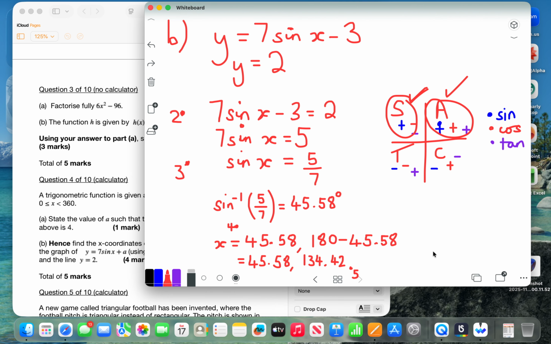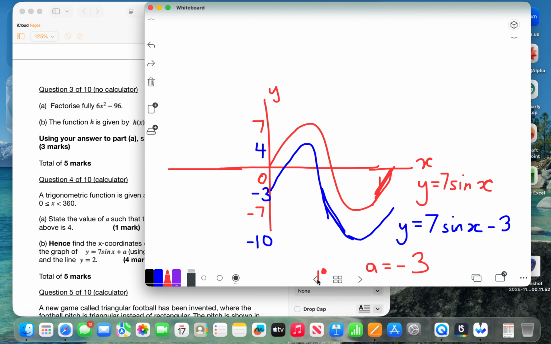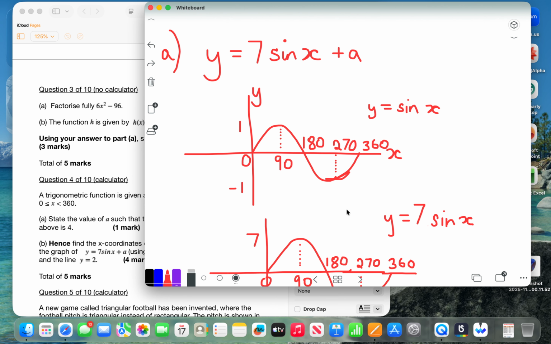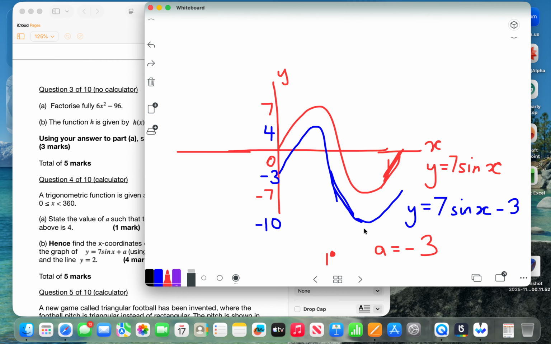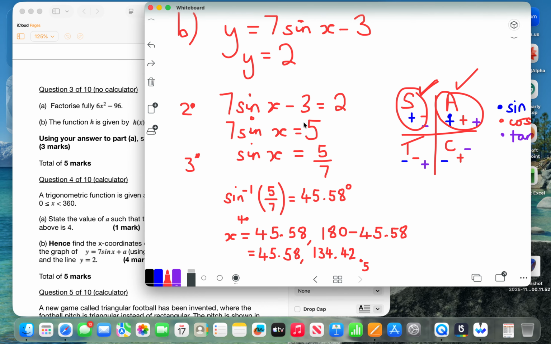So I hope you found this video useful, and I'll show you quickly what we did. So it's just about transformations of the sine curve and solving this equation in a slightly unfamiliar context. But the idea is the intersection of two graphs, you just have to equate them as shown.